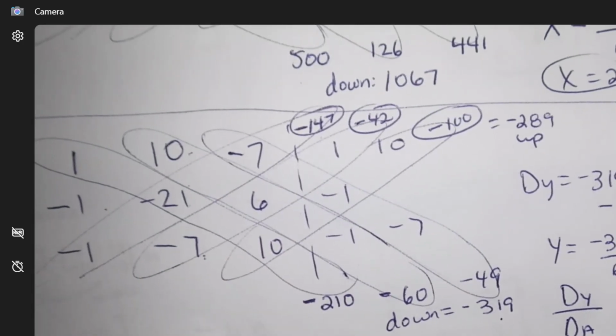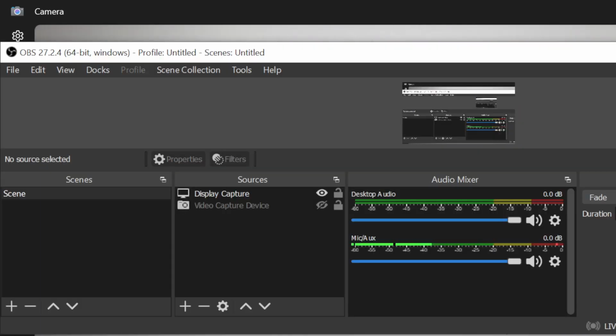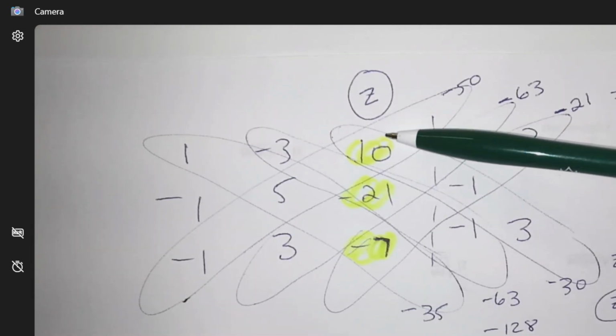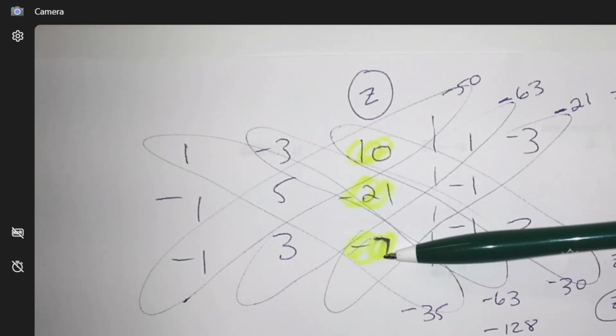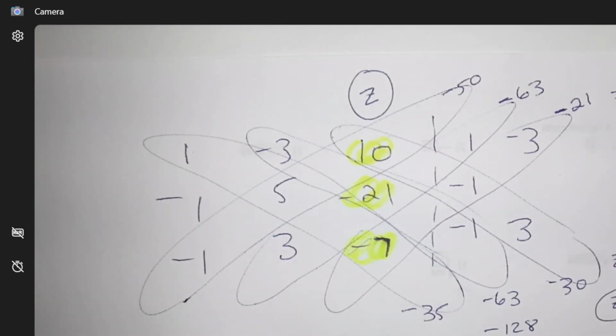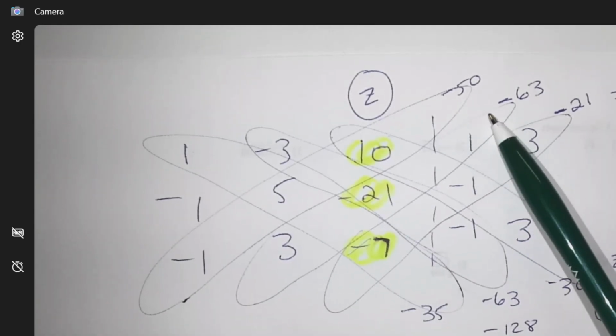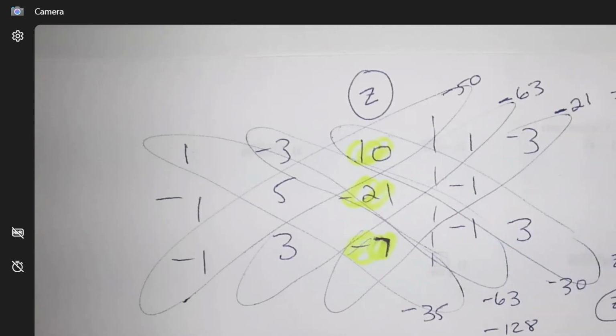Okay, last is the z. So on the last one, I replaced z's with the solution numbers. Got my 3 diagonals set up. So my downs, I got negative 35, negative 63, negative 30, totaling an add of negative 128. The ups, negative 50, negative 63, negative 21. Sum of that is that. Then the determinant is the down minus the up, 6. And then 6 divided by the original, which was 6, gets me a z of 1.